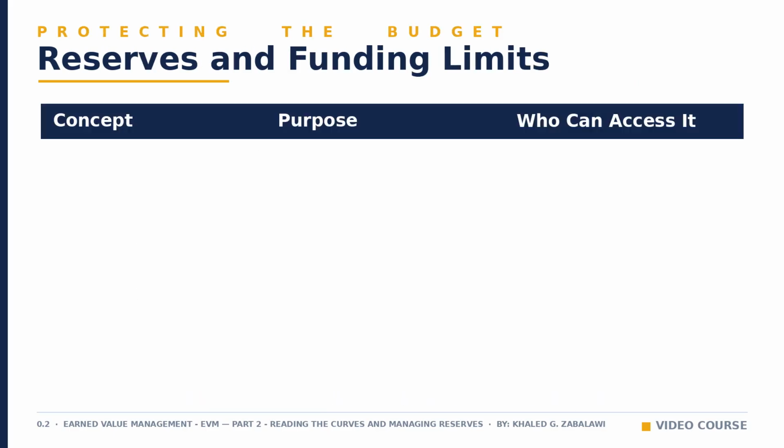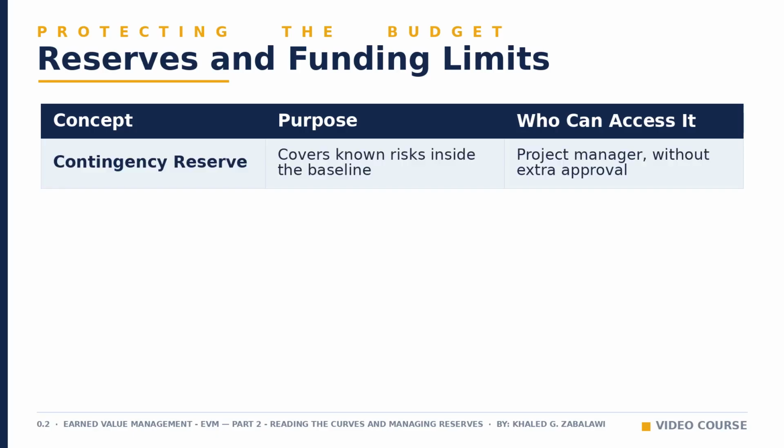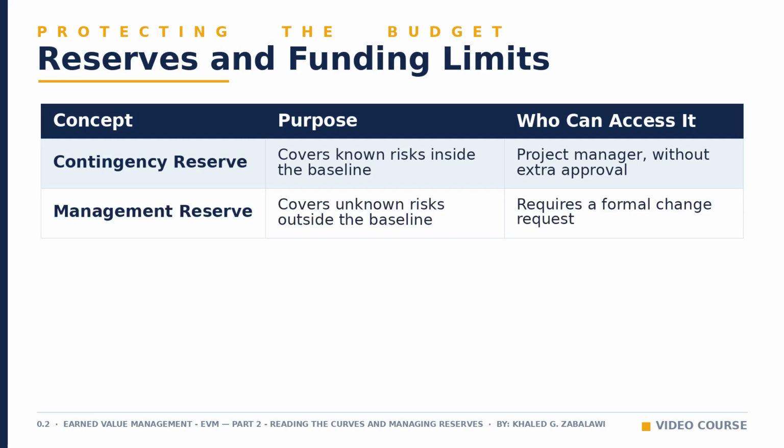2 more concepts protect a budget from the unexpected: reserves for risk, and a check against how fast cash actually arrives. Contingency reserve covers known unknowns, risks you already identified during planning. It sits inside the approved baseline, and the project manager can spend it without seeking extra approval because it was already accounted for. Management reserve covers unknown unknowns, the genuine surprises nobody planned for. It sits on top of the baseline, and tapping into it always requires a formal change request and approval through governance.